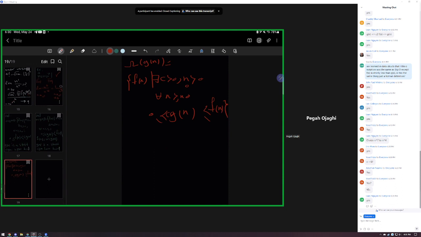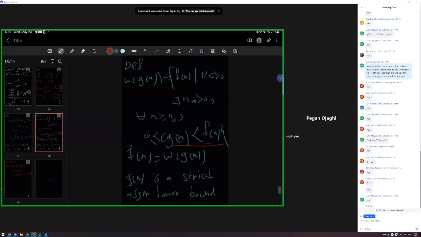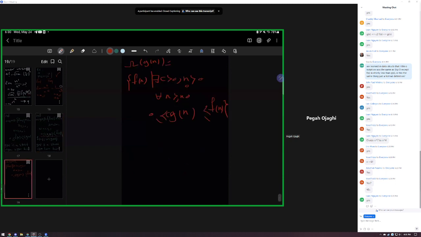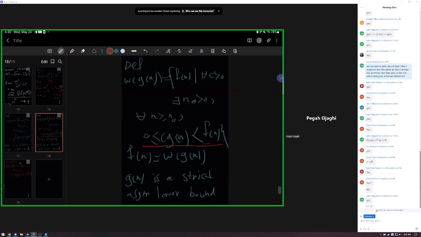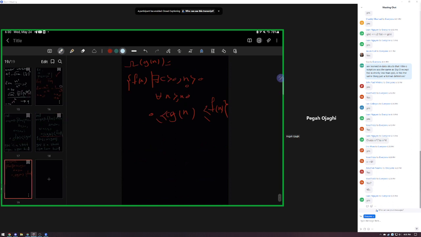But if we go here, this is the definition of the small omega. As you can see, a small omega doesn't have equal. Big omega has the equal. They're exactly the same thing, the only difference is the equal. So it means that small omega of g of n is going to be a subset of big omega of g of n, because this one has one equal that this one doesn't have. Does it make sense?